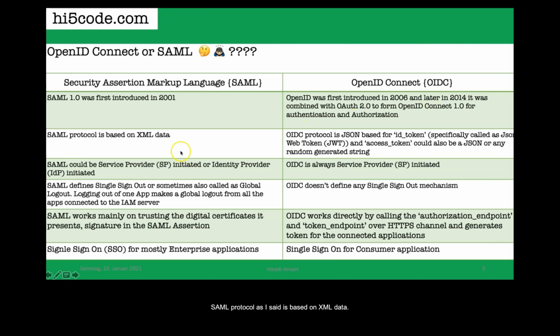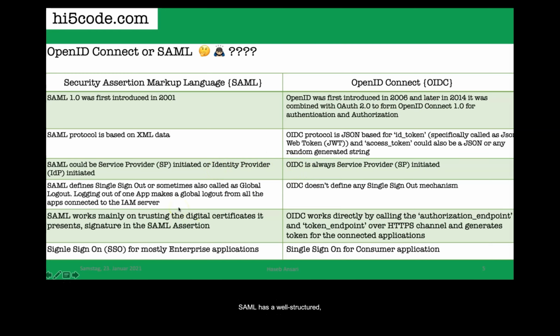The SAML protocol, as I said, is based on XML data, whereas OIDC is JSON based. They use JSON Web Token for generating the ID token, and sometimes they will also use JWT for the access token, but it is not necessary. It could be any random string for the access token. SAML could be initiated by the service provider, or it can be initiated by the identity provider, but OIDC is always initiated by the service provider.